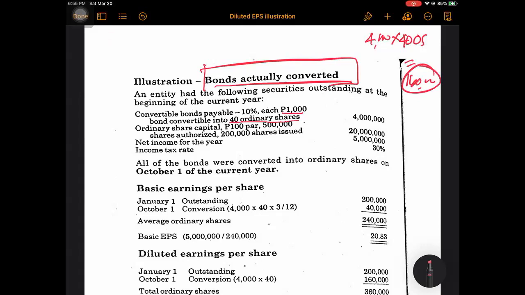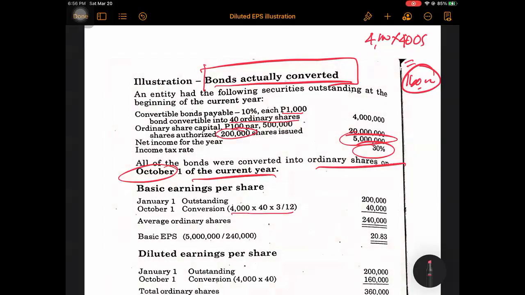Okay, so the ordinary share capital actually outstanding is 200,000 shares. Net income for the year is 5 million and the income tax rate is 30%. All of the bonds were converted into ordinary shares on October 1 of the current year. So the bonds were actually converted on October 1. Therefore, your ordinary shares actually increased. So how much is the increase? That is 40,000.